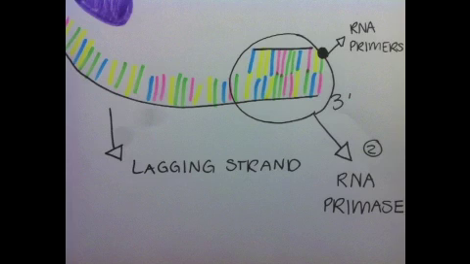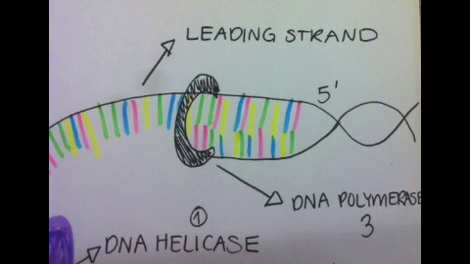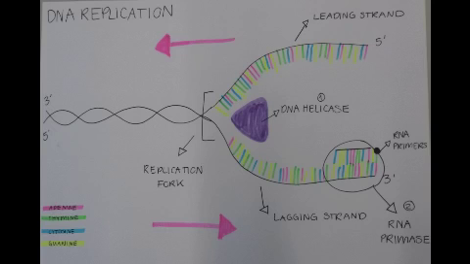RNA primase then follows the helicase and leaves short RNA primers on each parent strand to provide an initiation point for DNA polymerase III on the lagging strand. Then, DNA polymerase III adds deoxynucleoside triphosphate to the 3' end of the chain, which allows the process to occur in a 5' to 3' direction.